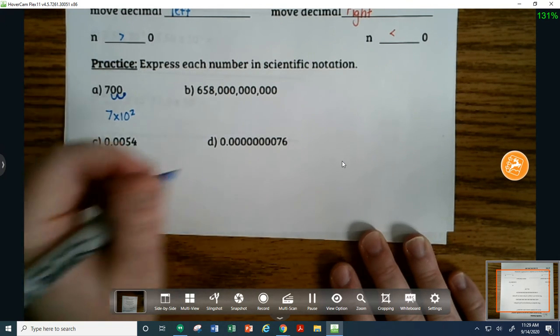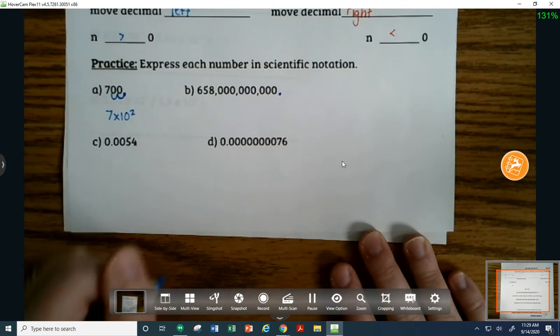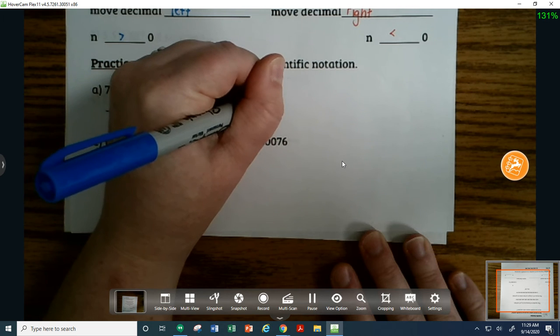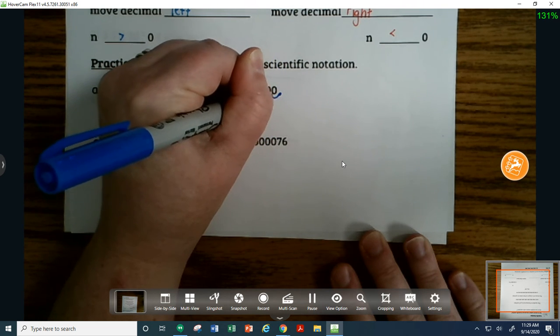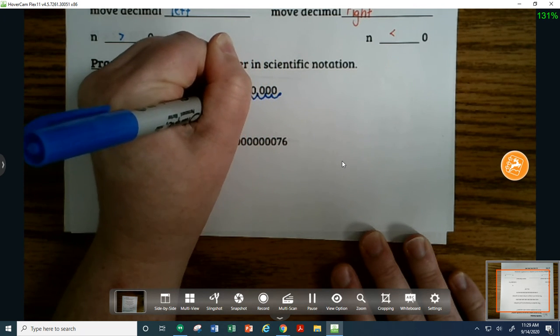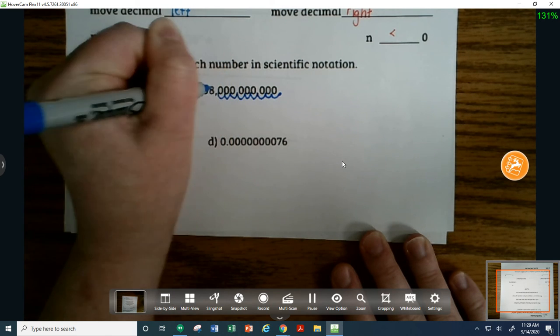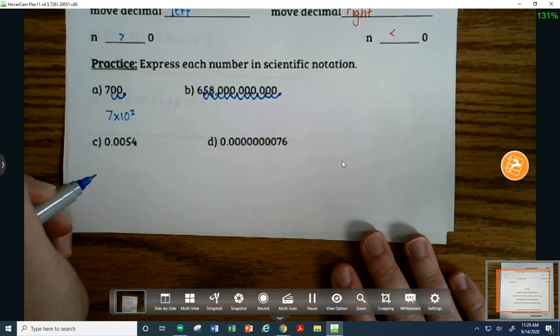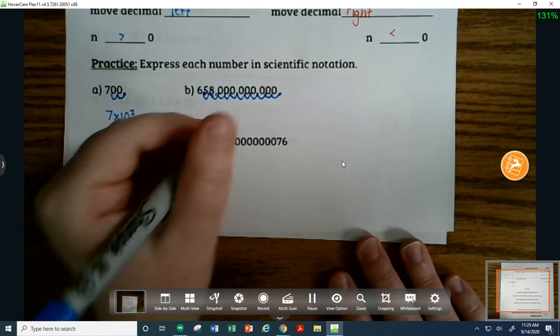Example B is very similar. We can safely assume that this is where the decimal is at the end, even though it's not directly written in. Again, I would recommend that you draw your little waves to count the number of times that you're moving it. Again, where do you want your decimal to end? It's going to end and rest behind that first number.